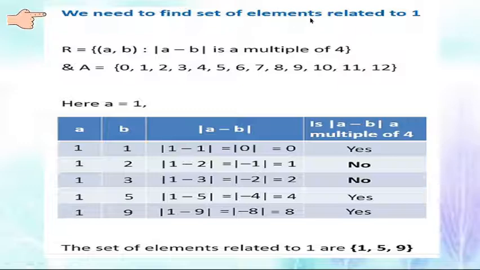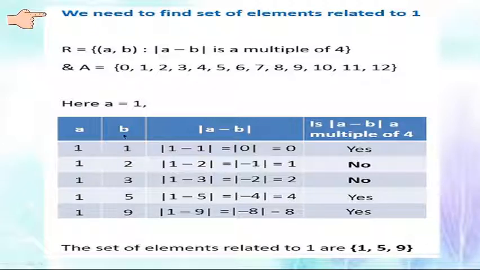Now we have to find the set of elements which are related to 1. So we will take all the elements one by one from set A and we will check which all numbers are related to 1 under this given relation, that mod of difference of two numbers is a multiple of 4. I have taken few numbers, you can check for all the numbers.